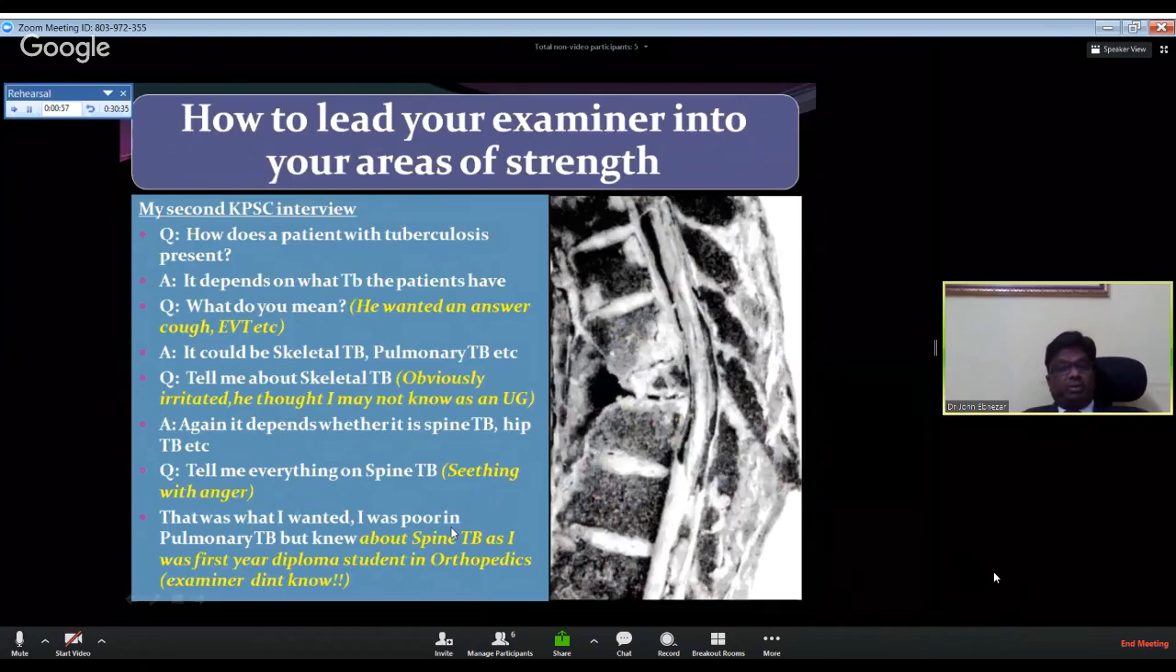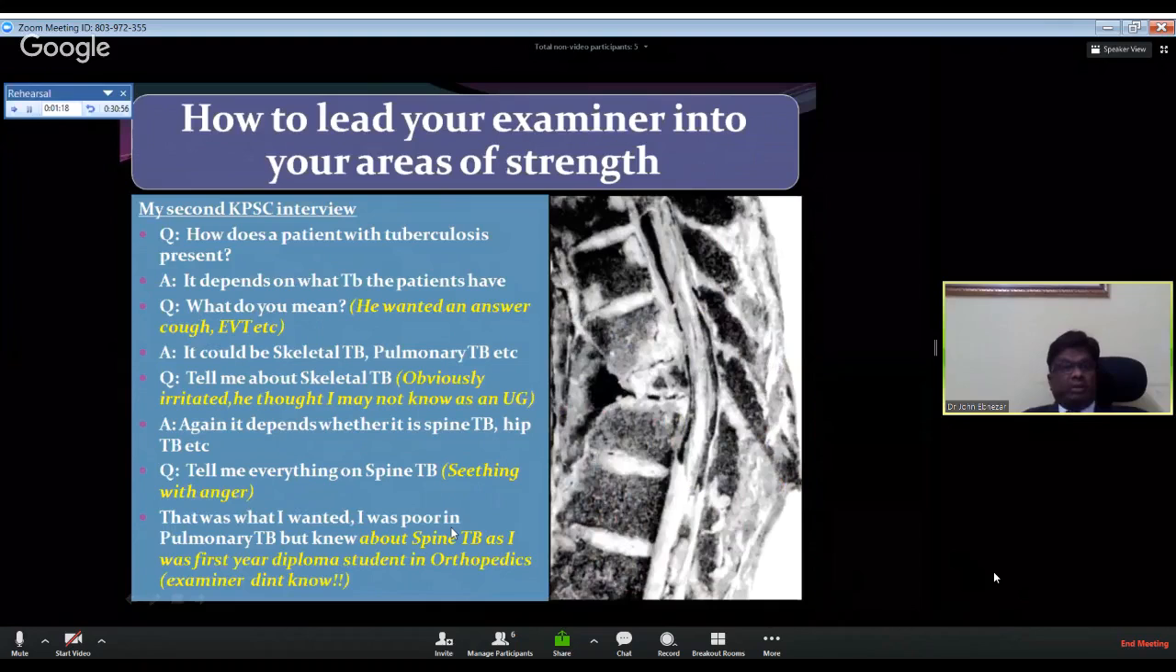He said, this boy is trying to act smart, so let me ask him about skeletal disease. He thought I was just an ABK student, and that I would not know the skeleton. He asked, tell me about skeletal tuberculosis of the vertebrae. And I said, again, it depends whether it's the spine or the hip or other sites. Then he was now drawing the diagram. He told me everything about spinal vertebrae. That was what I wanted.